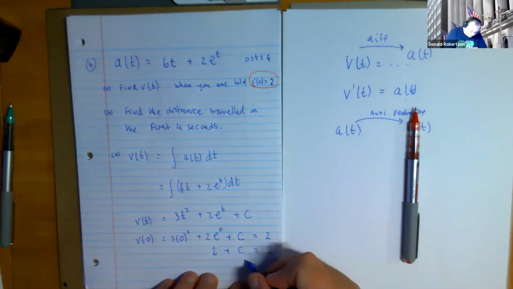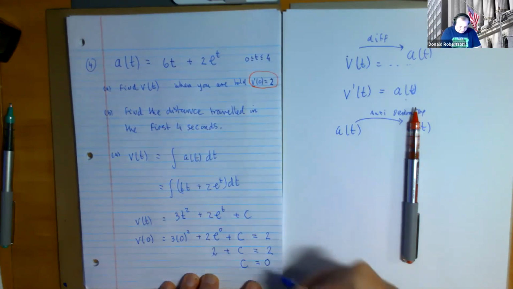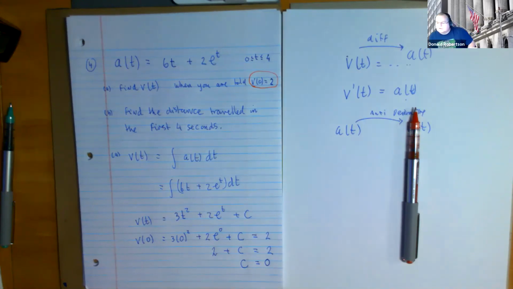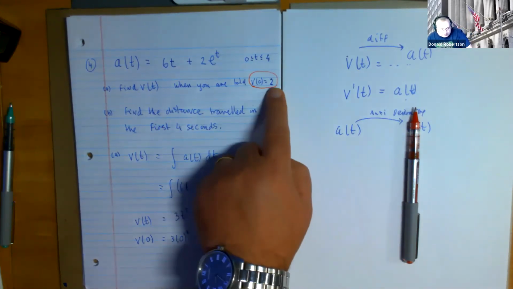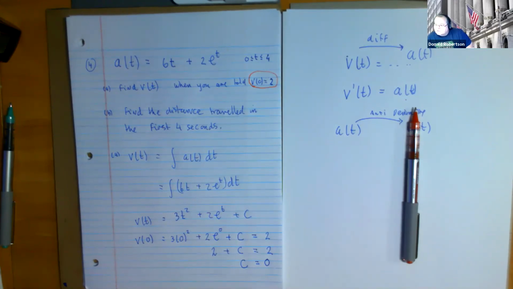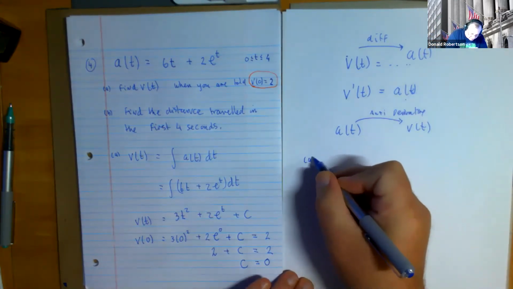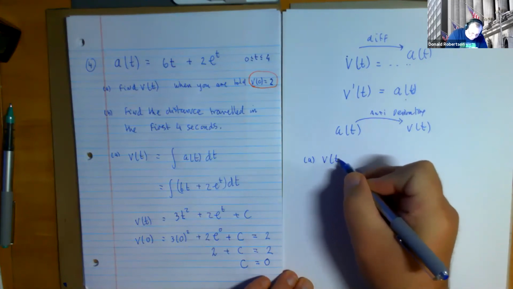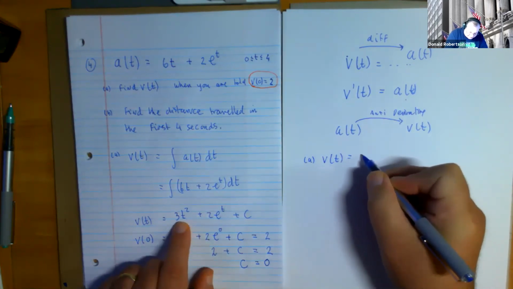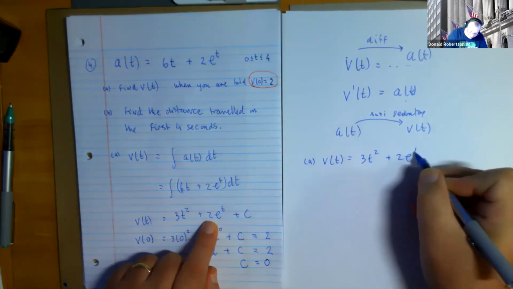And solving for c, we get a rather boring value. In this one particular situation, c is 0. Can you imagine if I made this number 20 or 10, c would turn into some totally different number each time. So the 0 is not significant, it's just this one particular answer. So I now know the correct, complete answer to what the velocity is. It's 3t squared plus 2e to the t.